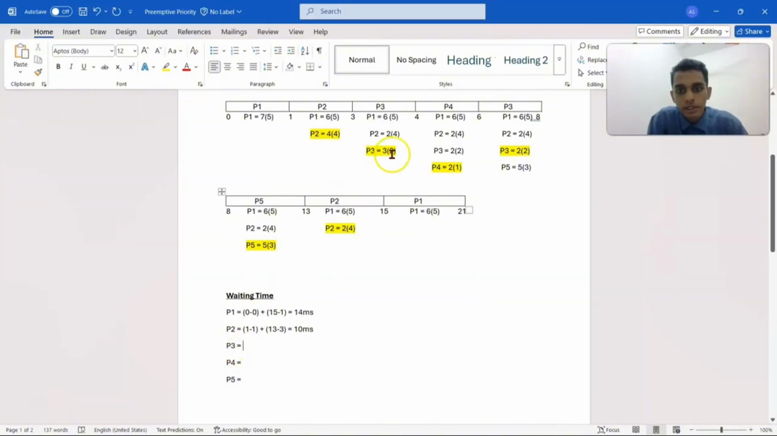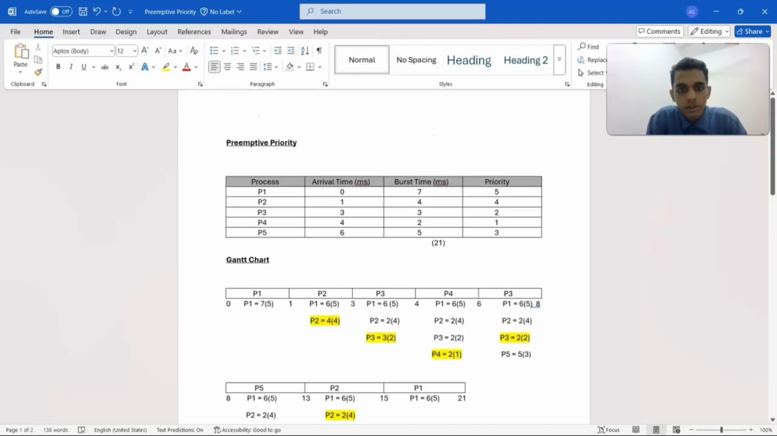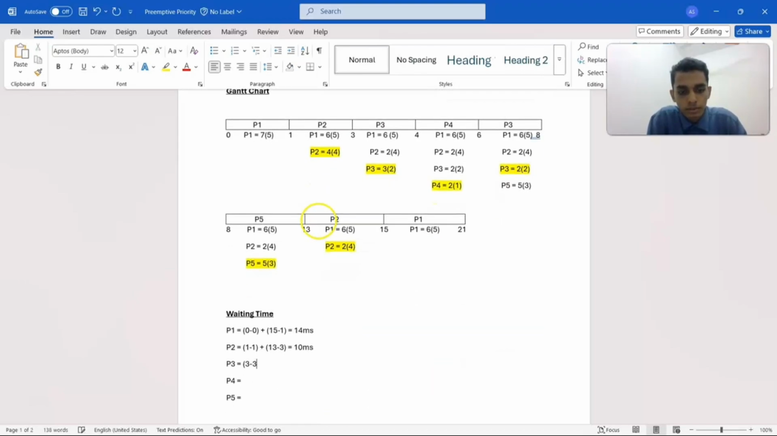For process 3, it also ran twice, so you follow a similar process. Find the response time for the first time it ran, minus it with the arrival time, which is 3. Add it up with the response time of the second time it ran, which is 6. Minus it with 4, which is the time the first run ended. And you'll be left with 2 milliseconds.